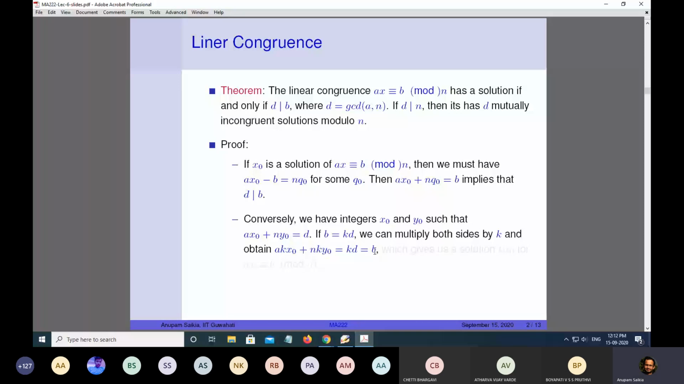What is this k and what is this x naught? x naught was involved in writing the GCD as a combination of A and N. What is the k? B was k times D, because D divides B. Remember, conversely, we are showing that if D divides B, that means D times some k is B, and in that case we can use this. So we get a solution. So this is a necessary and sufficient condition: the GCD of A and N should divide B.